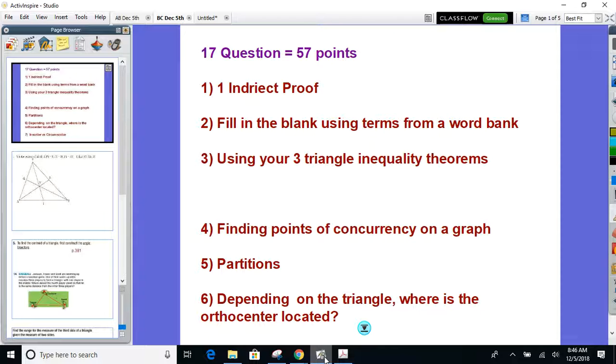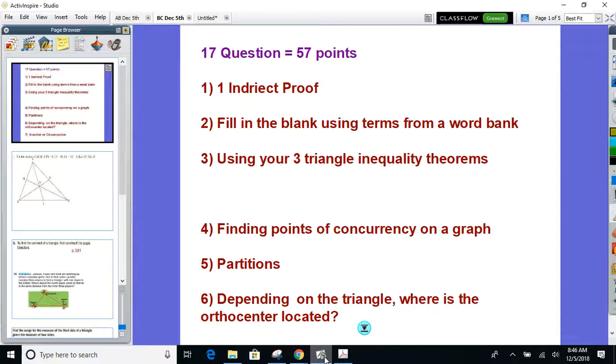At the beginning of the quiz, there's going to be a fill in the blank, like the intersection of the medians is the blank. And there's going to be a word bank down below just to remind you of the words. And unfortunately, the number of blanks does not match the number of words. So you are going to have some extra words there from the word bank.